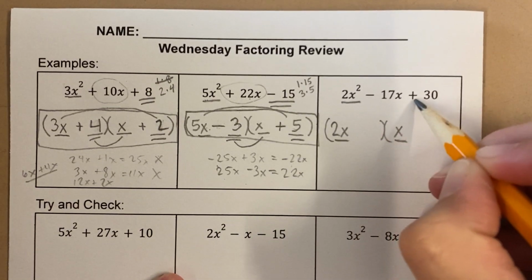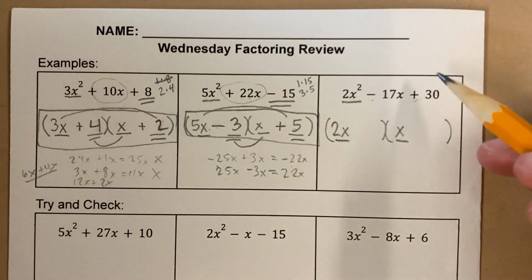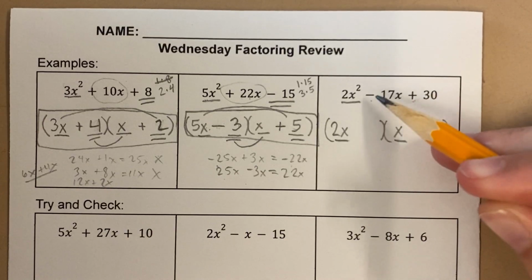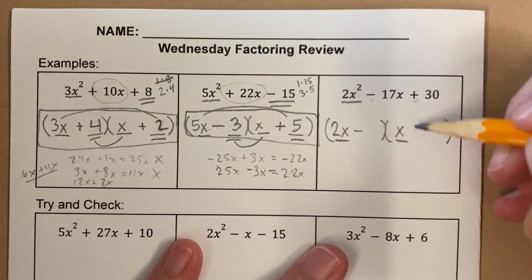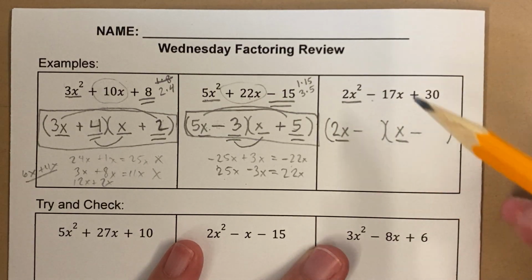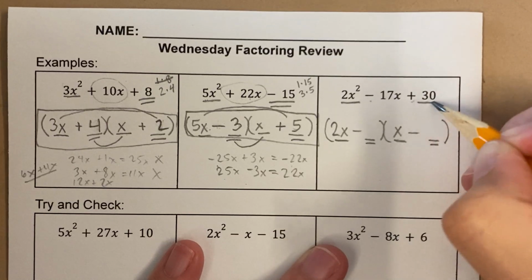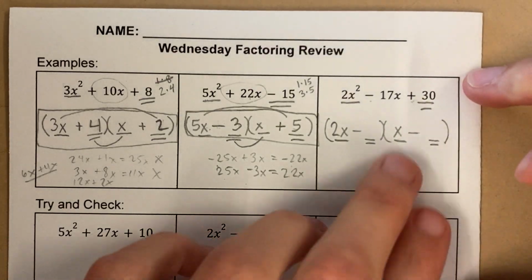And then I notice this is positive and this is negative. What kind of numbers multiply to be a positive and add to be a negative? That could only be a negative and a negative, okay? Because a negative times a negative is a positive. A negative plus a negative would be a negative. So I know that this times this has to equal this. Now I gotta be careful because there's some possibilities here.